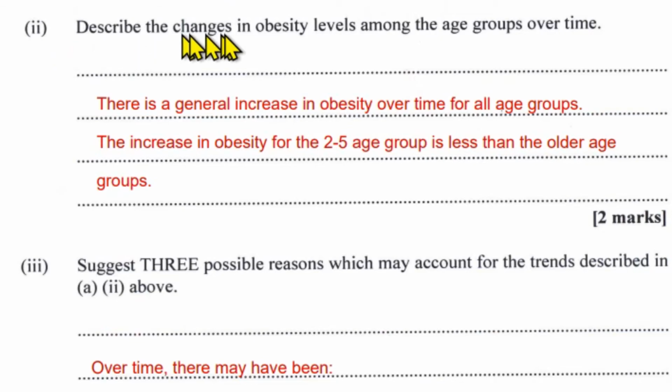2. Describe the changes in obesity levels among the age groups over time. We just mentioned this. There's a general increase in obesity over time for all age groups, but the increase in obesity for the 2 to 5 age group is less than the older age groups. 1 mark for each one.